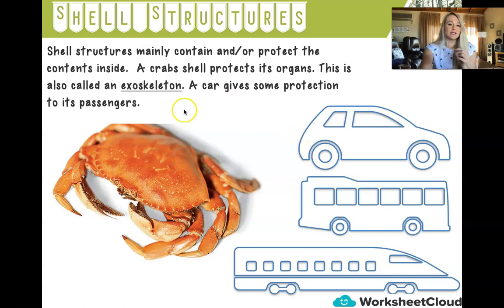Okay, so in this particular picture, we've got a crab. Now, a crab doesn't have bones like what you and I have. Remember that animals that have a skeleton or a backbone, we classify as vertebrates, and animals that do not have a backbone are invertebrates.